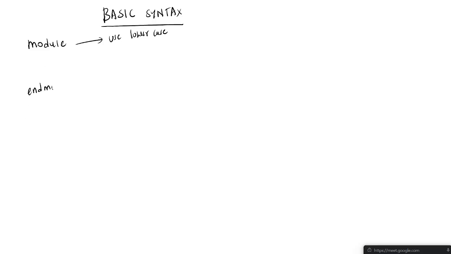Next, the basic syntax. Before going into the programming, you need to know about the basic syntax. Verilog code will start with a keyword called module, and this is case sensitive. You need to use lower case only. VHDL is not case sensitive, but Verilog is case sensitive. And it will end with endmodule.